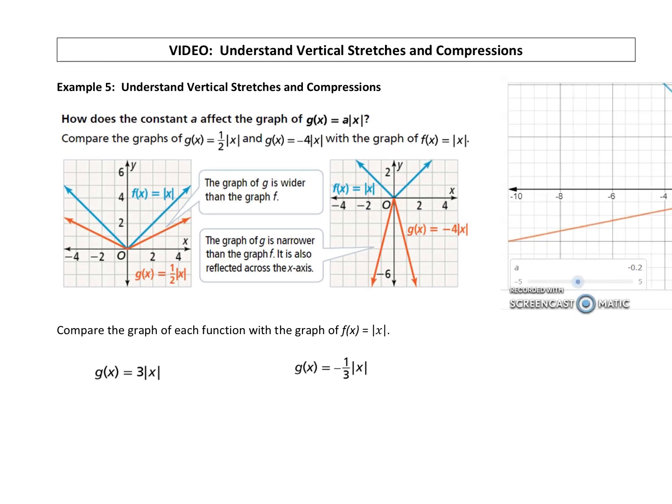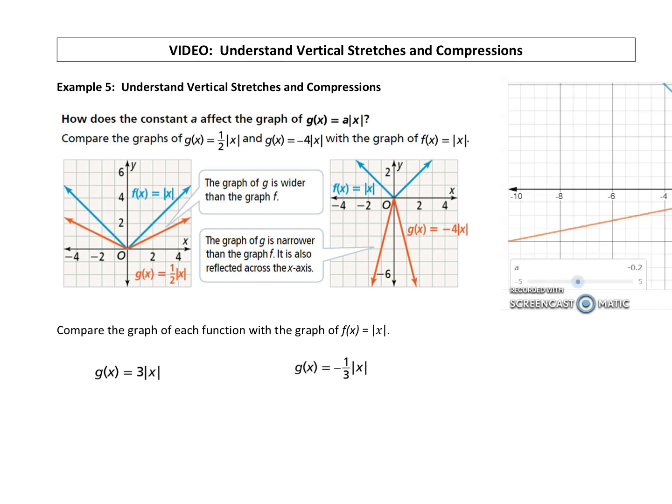All right, so we just saw in that video kind of how it works. Compare the graphs of g of x equals 1/2 times the absolute value of x. So our a value is 1/2. What we just saw in the video, if your a value is between 0 and 1, that is going to be a compression. It's going to widen the graph. So here you can see our graph got wider.